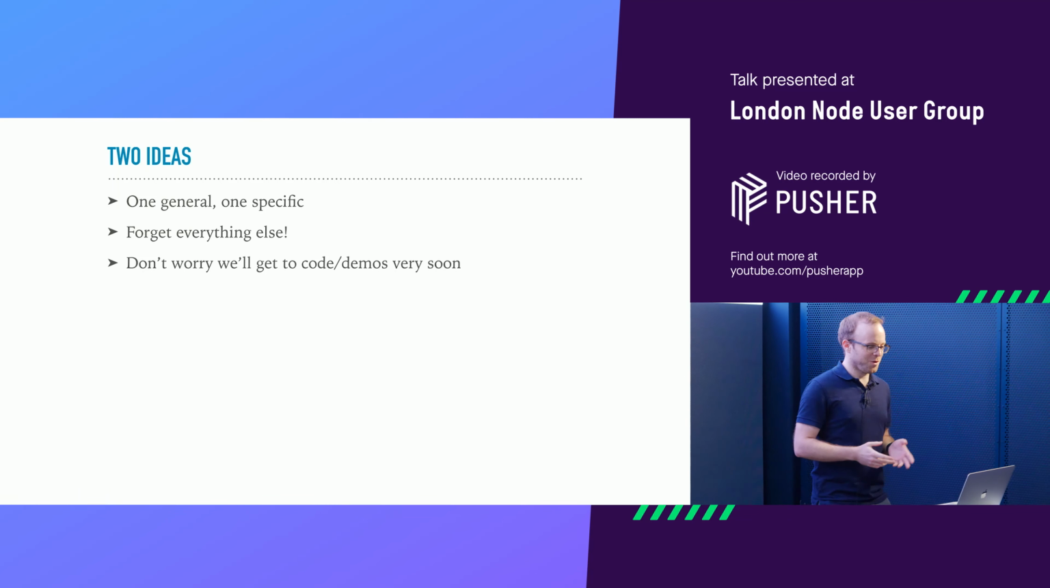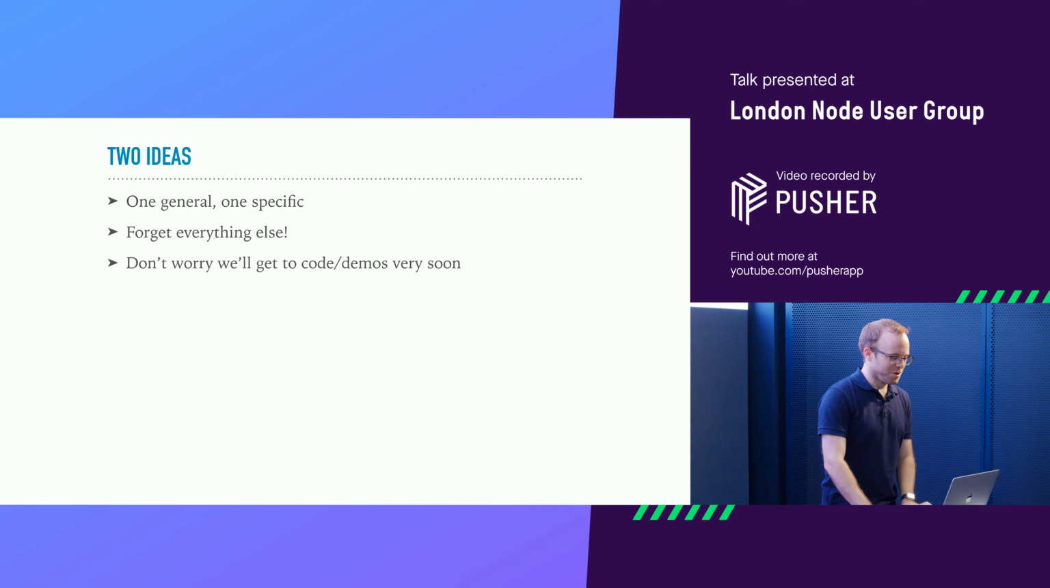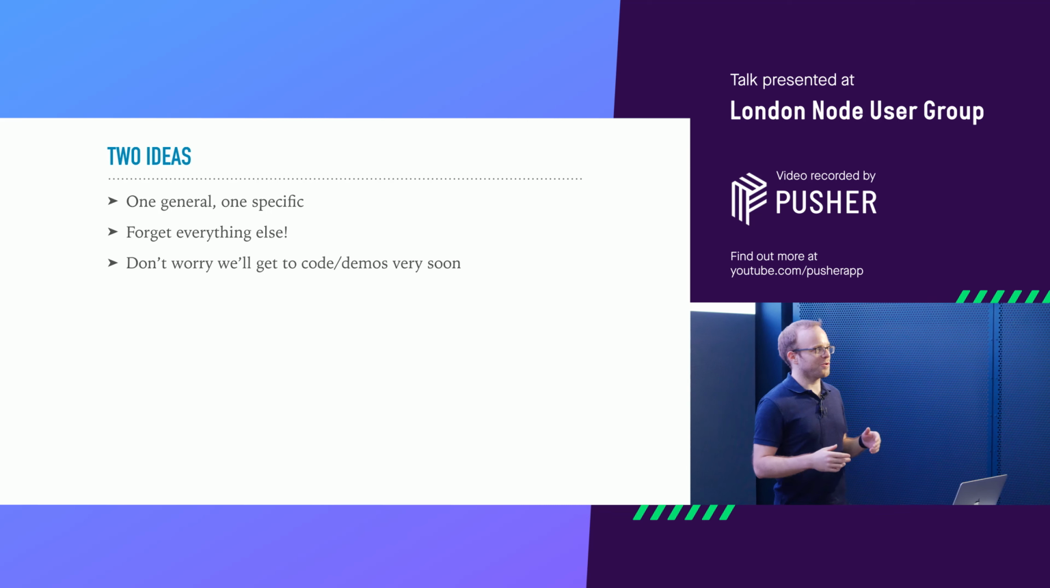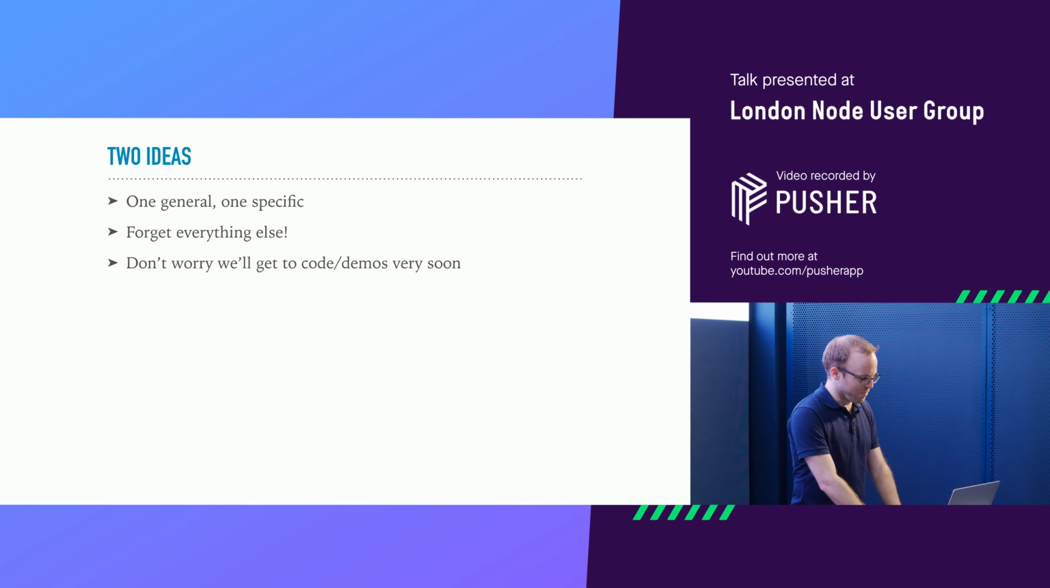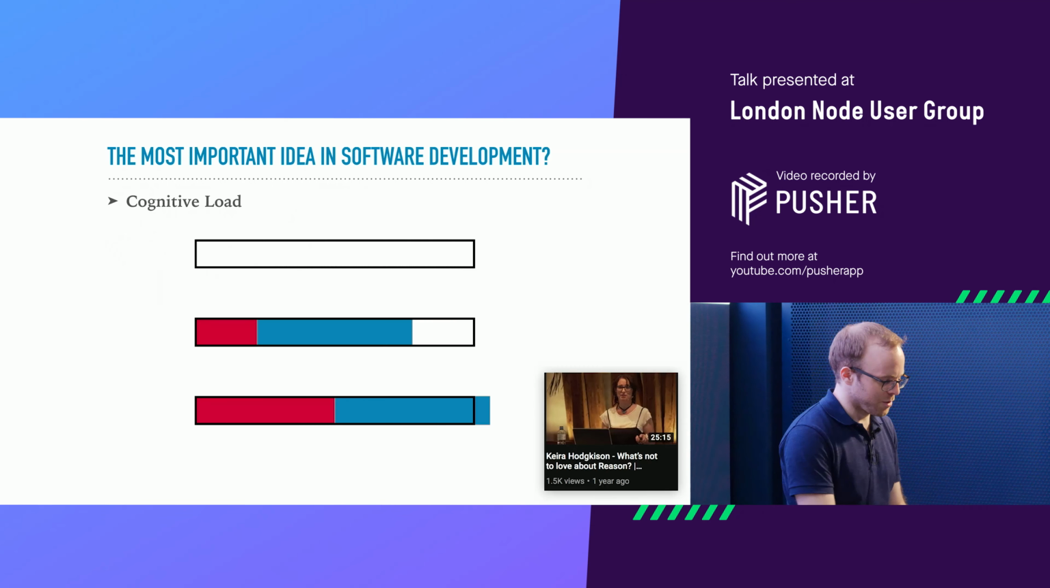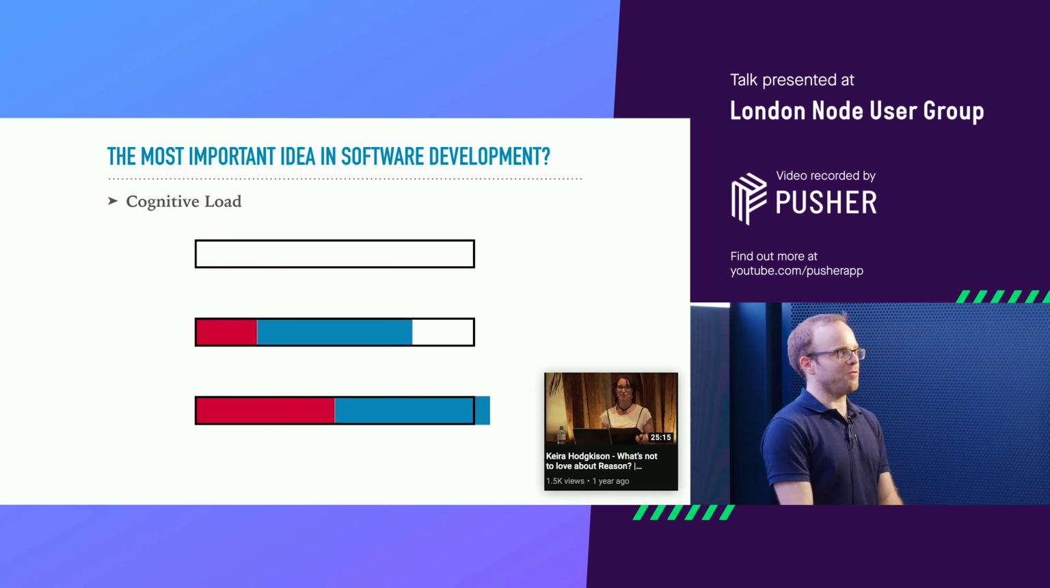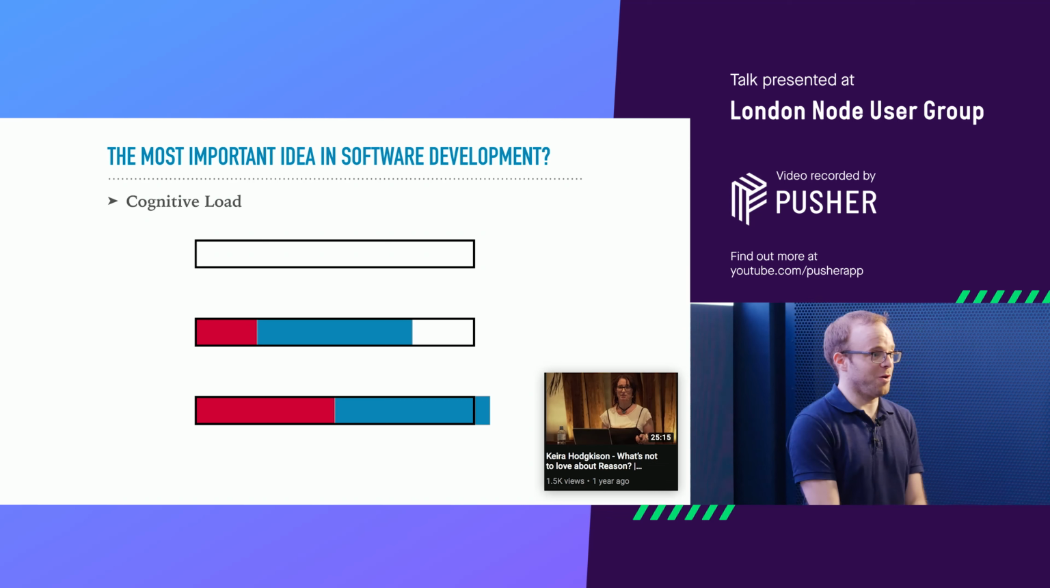One is really general, and one is quite specific to JavaScript. I think if you forget everything else in this talk, what you learned in these two ideas may still be kind of valuable. But we're going to get to some code and demos soon. I want to start with what I think is the most important idea in software development: cognitive load.